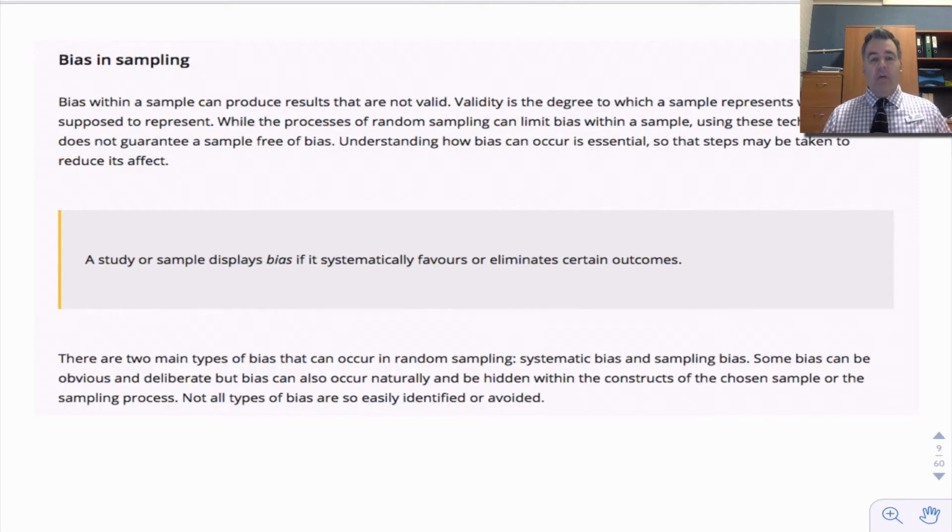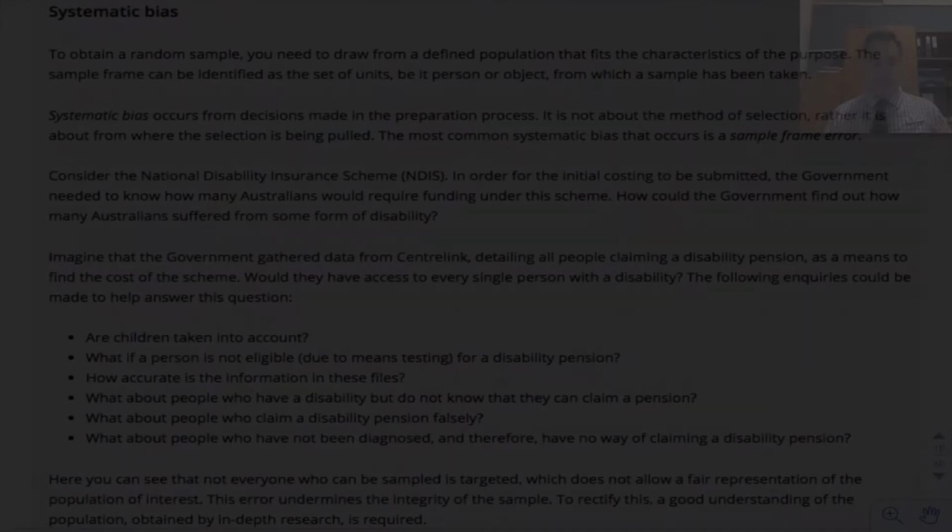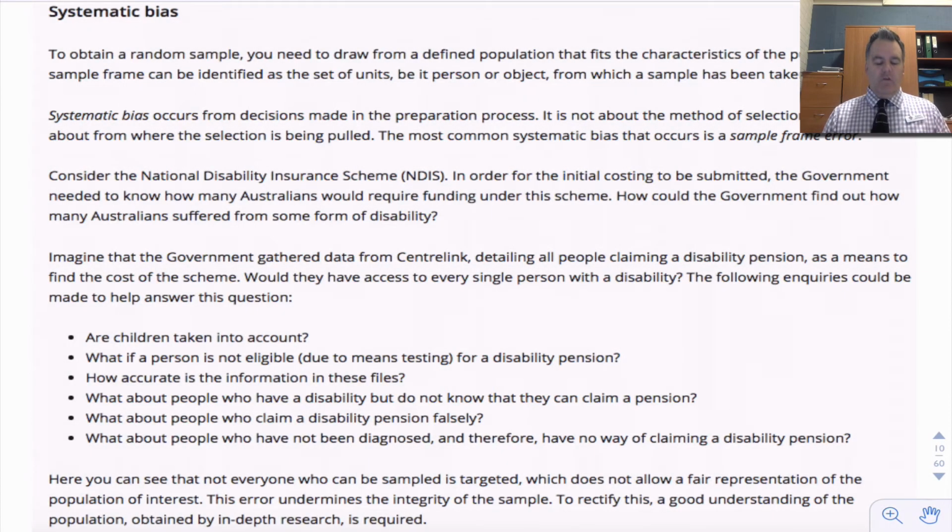There's 2 main types, systematic bias and sampling bias. Okay, here's systematic bias and sampling bias. We'll talk about a few of the different elements of those. So systematic bias occurs, as it says here, from decisions made in the preparation process.